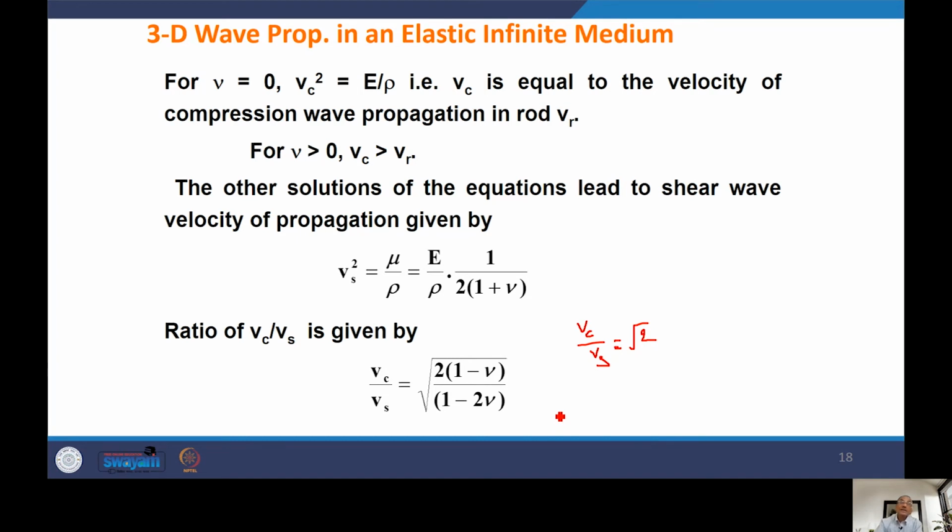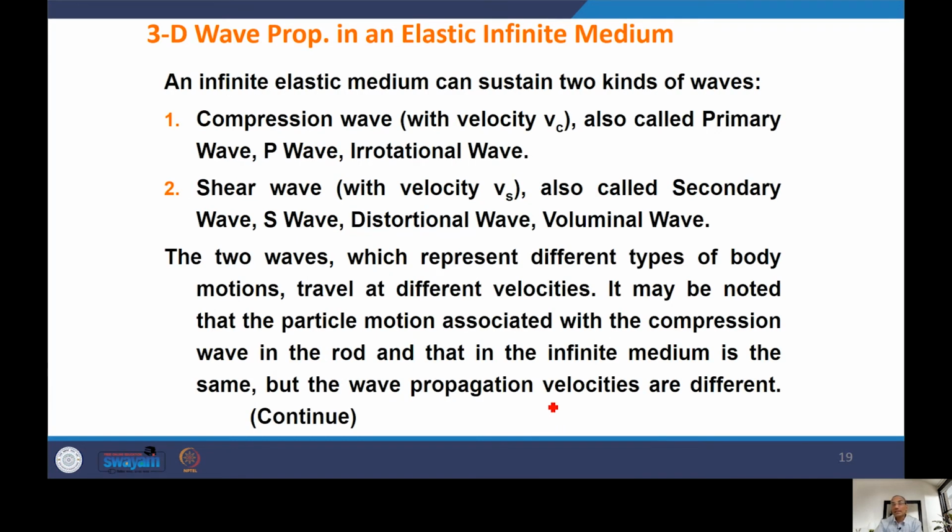Continue with this. Now when we talk about 3D wave propagation in an elastic infinite medium, we can summarize the results like this. An infinite elastic medium can sustain two kinds of waves. One is called the compression wave, and its velocity is Vc, and it is also called the primary wave, P wave, or irrotational wave. Then you have the shear wave with velocity Vs, and it is also called the secondary wave, S wave, distortional wave, or voluminous wave.